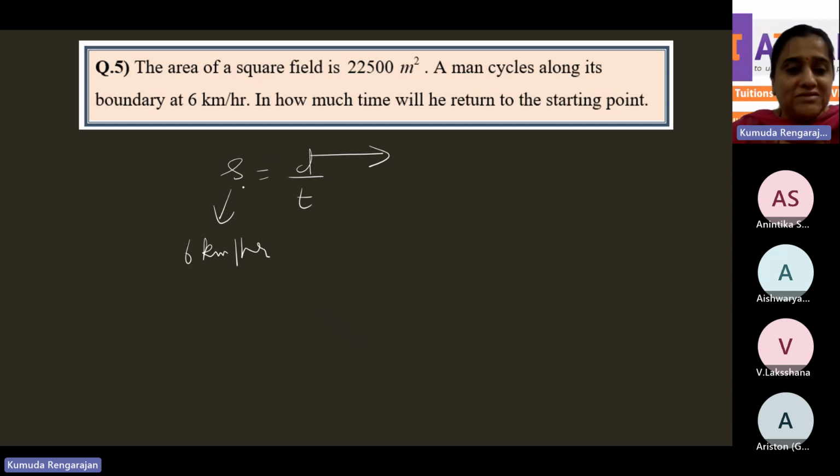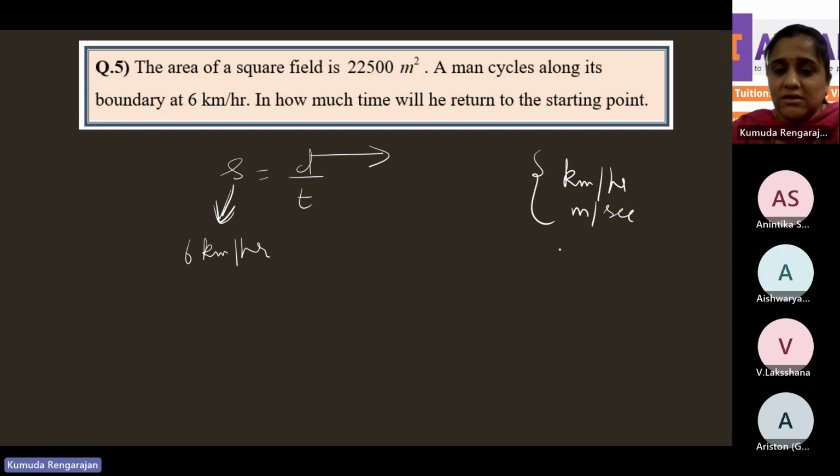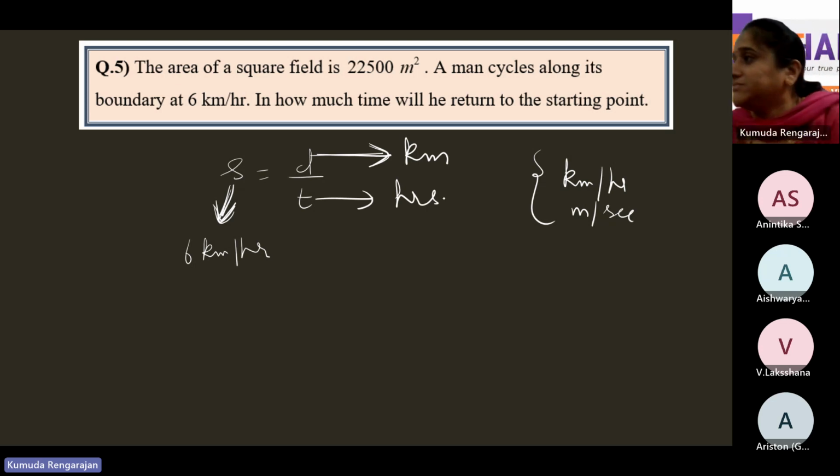So the speed is given in kilometers per hour. We know that we have two standard units for speed, kilometer per hour and meter per second. Though it can be expressed in other units, these are the standard units for speed. So now the speed in the question is given in kilometer per hour. That means the distance must be substituted in kilometers, and the time which you'll get will be in hours.